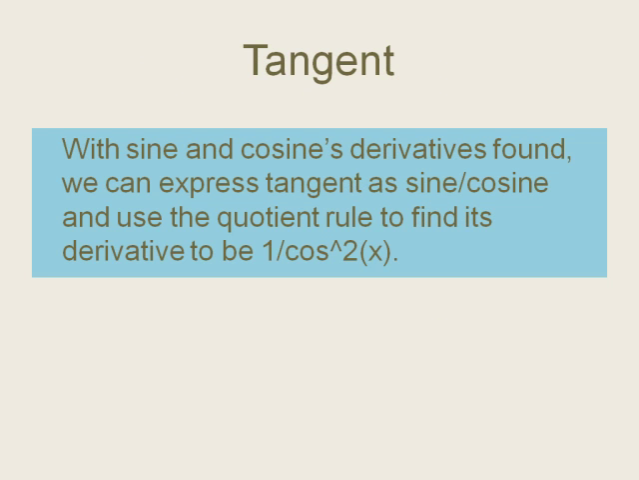Tangent. With sine and cosine's derivatives found, we can express tangent as sine divided by cosine and use the quotient rule to find its derivative to be 1 over cosine squared x.